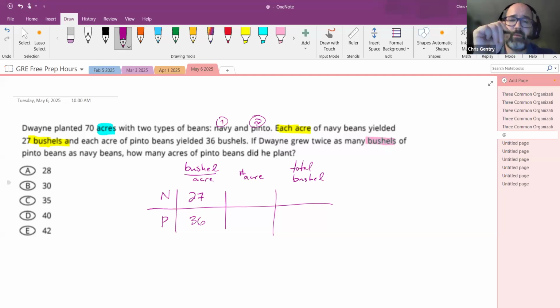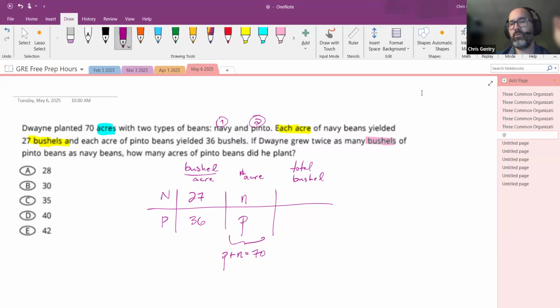And since the problem gives and requests literal values, I'm not allowed to plug my own numbers into this. I wish I could, I cannot. So we will need variables here. Because I'm creative, I'll call it N for navy beans and P for pinto beans. And what I can do is I can go ahead and jot down a quick note here that the number of acres of the two combined has to equal 70. 70 total acres, 2 types of beans.